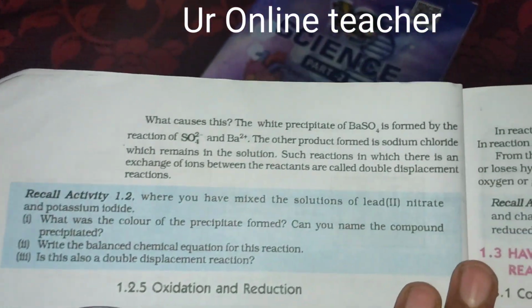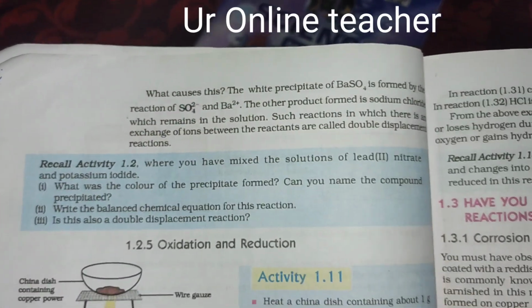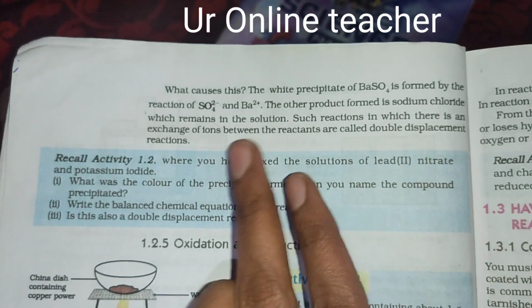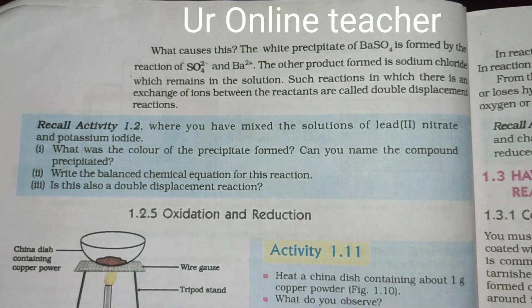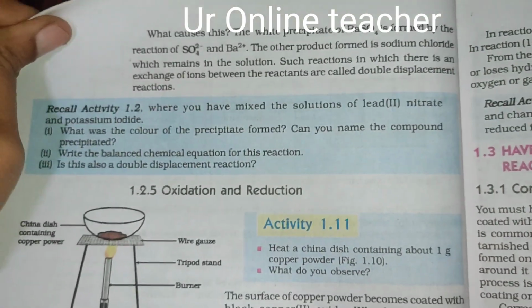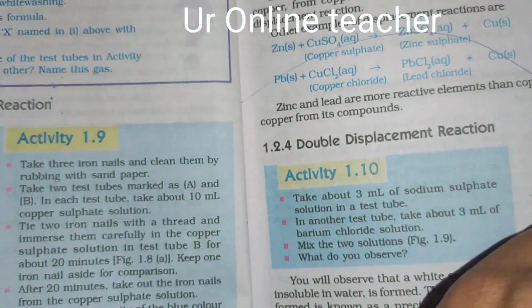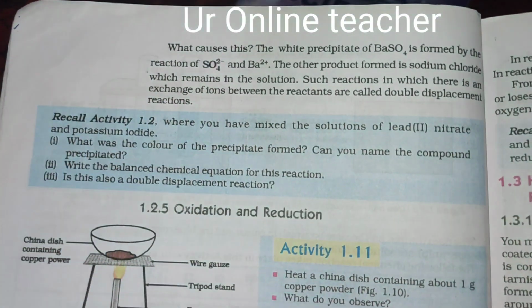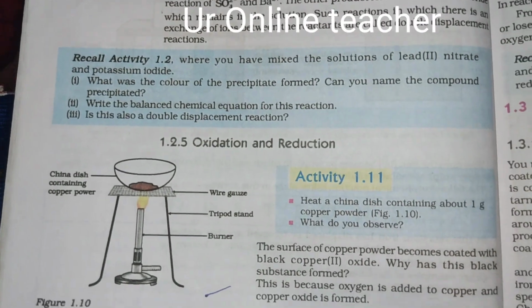So what causes this white precipitate? Barium sulfate is formed by the reaction of sulfate and barium. The other product formed is sodium chloride, which remains in the solution. So it is a reaction in which there is an exchange of ions between reactants. The ions are exchanged here, so that's why a precipitate is formed. Because there is a double exchange of ions, this reaction is called a double displacement reaction.